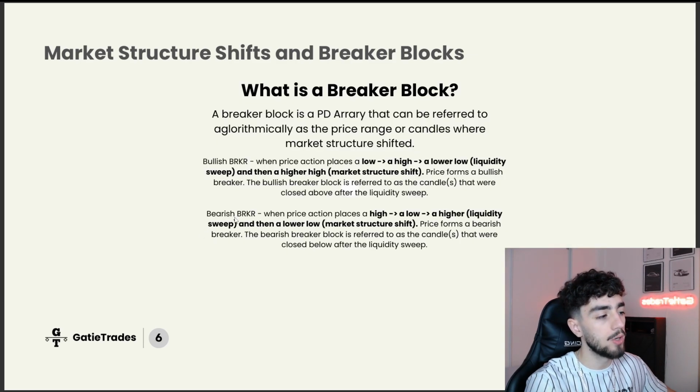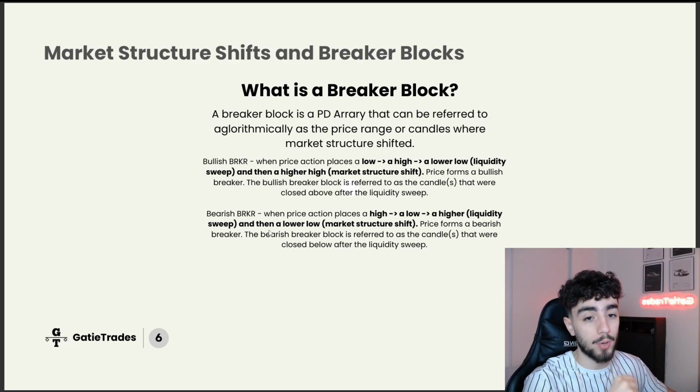In the bearish scenario, it's when price action places a high and then a low and then a higher high, meaning we swept liquidity resting above that old high, and then we get a lower low in the form of a market structure shift.